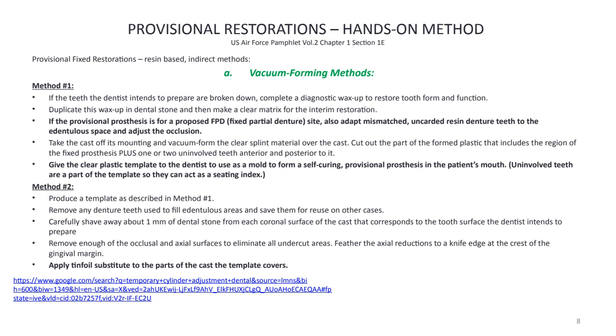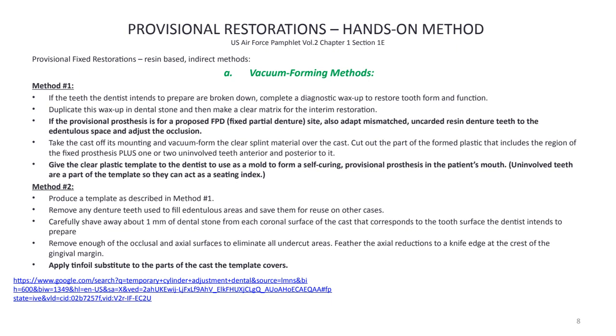So in other words, we have two options in this case. When the first impression comes to us from the dentist and we have the missing teeth, either we can wax up the teeth, or we can use denture teeth to fill the missing teeth. Sometimes we may need to shape those teeth to fit in the space that we have, okay? Then take the cast off its mounting and vacuum form the clear plastic material over the cast.